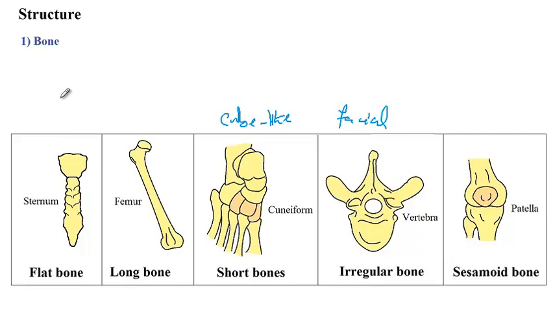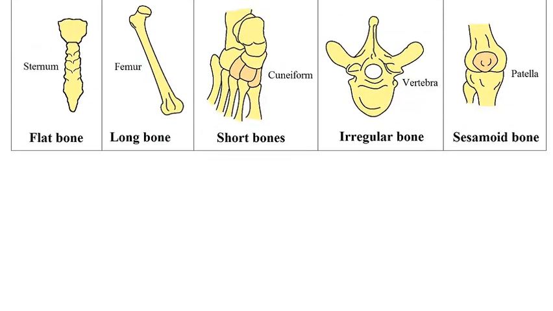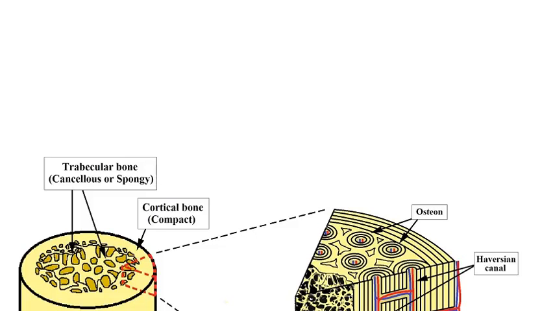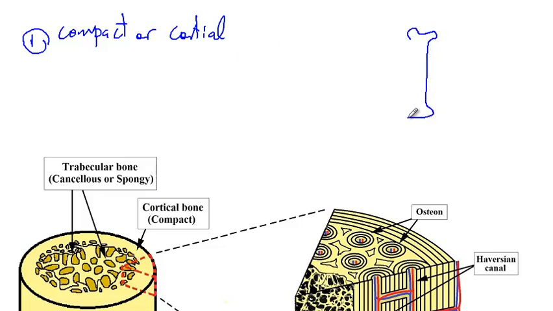Now, we mentioned that this classification is based on their shape. Now let's discuss classification of bones based on their histologic structures. Based on the histologic structures, bone can fall into two categories. One is called compact or cortical bone, which is mostly found in the diaphysis of long bones. So if you have a long bone, the top part is epiphysis, then in the middle we have the diaphysis. So the diaphysis of long bones is made of compact or cortical bone.